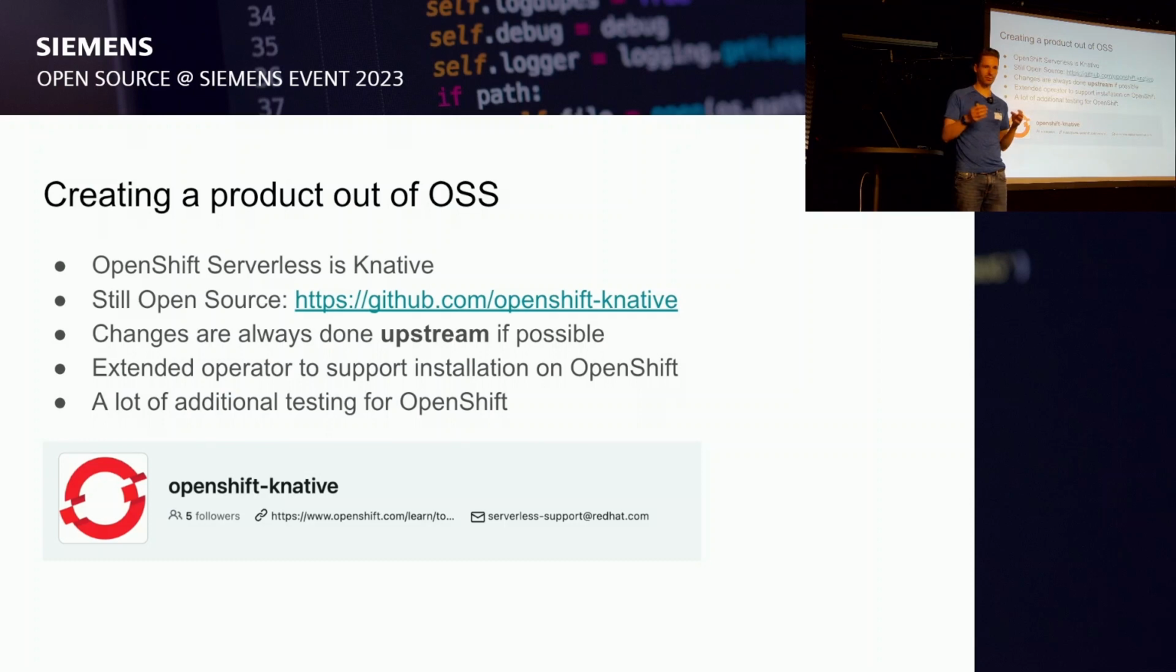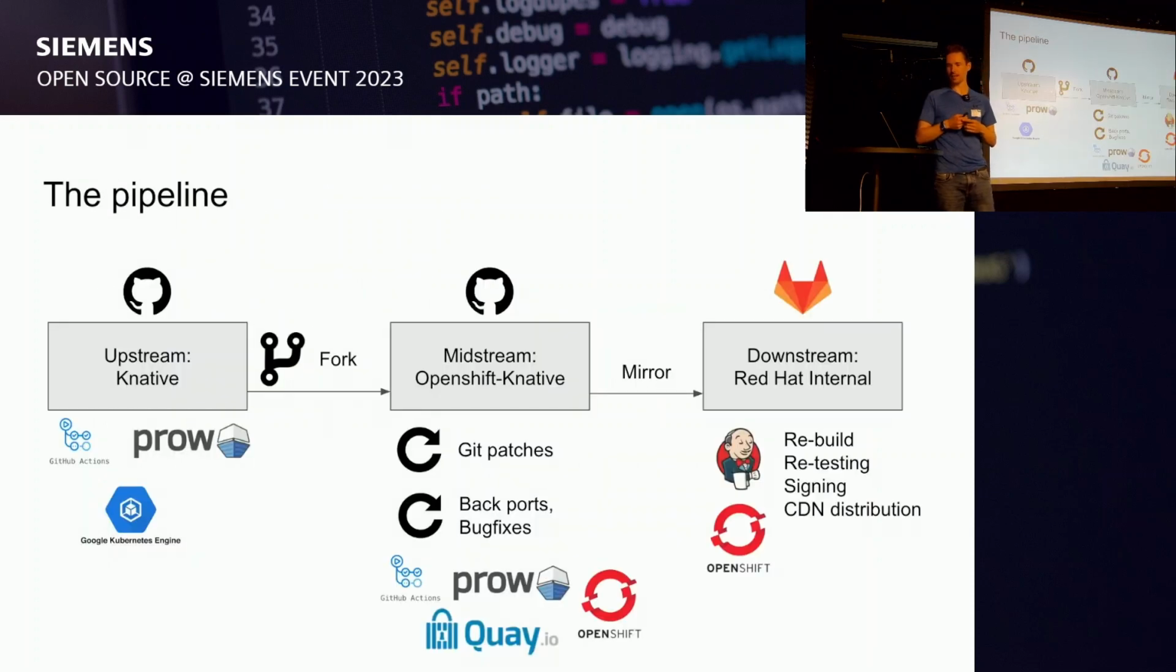It doesn't have additional features or anything. And if we can bring something into the upstream, so into the Knative one, we always try to put it in there first, because it takes maintenance burden away from us, but also everyone can profit from these changes. We have a GitHub organization called OpenShift Knative, which, as I said, just forks the Knative ones. And I can tell you a bit about this pipeline.